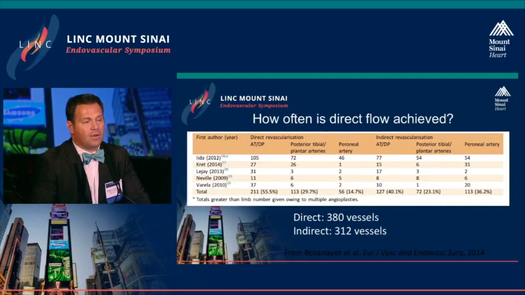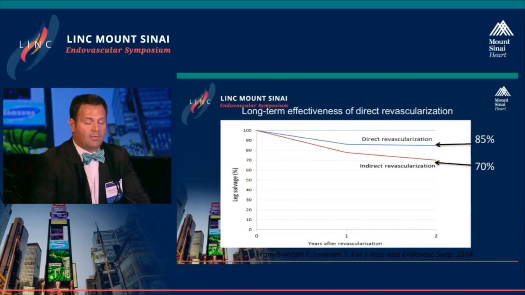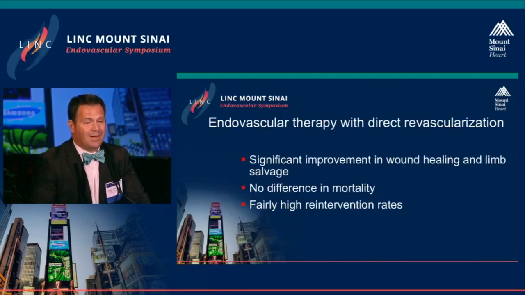But how often is direct flow achieved? When you look at all of these studies sort of in combination, it comes out to about 54%. So not always achievable, but again, if you can, the numbers are great, even out to 2 years, and this is for limb salvage. So in summary, from an endovascular standpoint, you definitely have improvement in wound healing, but also in limb salvage. While there's no difference in mortality, these people are all still sick, so you can't fix that.